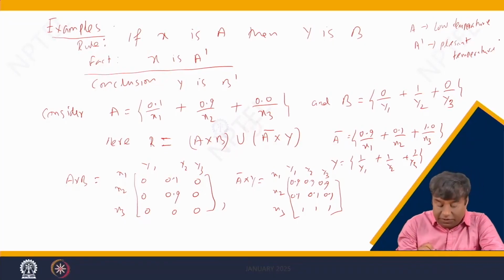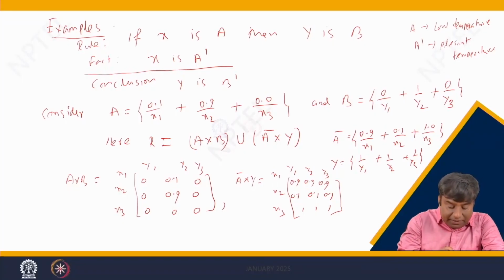Here first we need to find the value of R, which is A cross B union A complement cross Y. A is given as 0.1 by x1, 0.9 by x2, 0.0 by x3. So A complement will be 0.9 by x1, 0.1 by x2 and 1.0 by x3. And Y is a fuzzy set whose membership values are all 1, so 1 by y1 plus 1 by y2 plus 1 by y3.